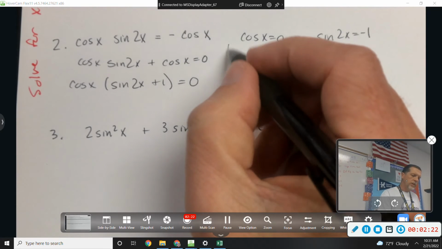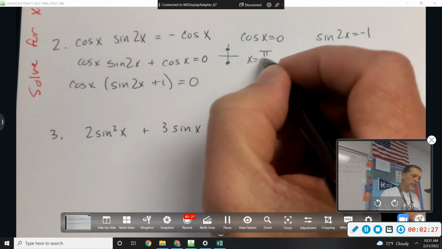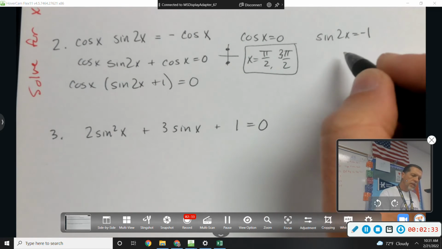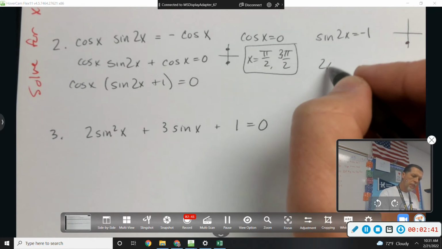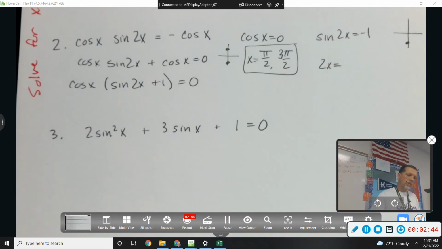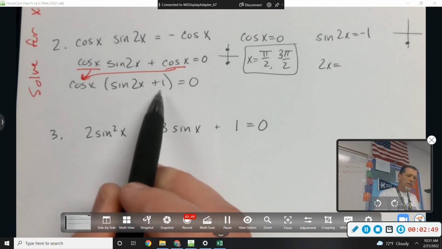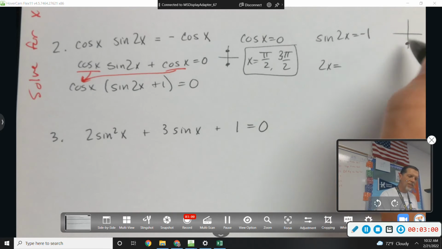So let's see, cosine's equal to 0 there and there, so that would be pi over 2 and 3 pi over 2. And then sine is equal to -1 down there. Where's the other cosine go? What do you mean, where'd the other cosine go? Yeah, I factored it out. And that 1 there. You okay? Okay. So 2x is, let's see, that's 3 pi over 2.